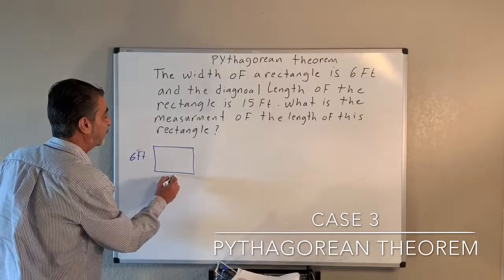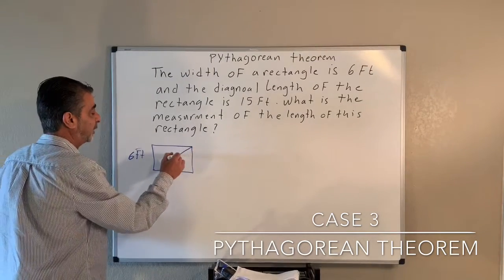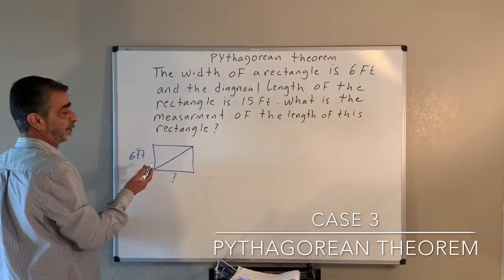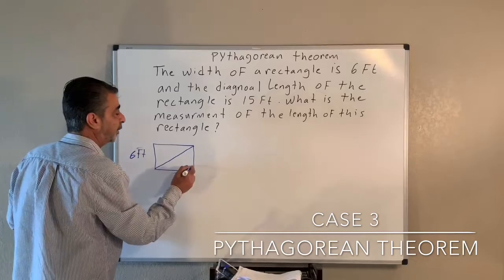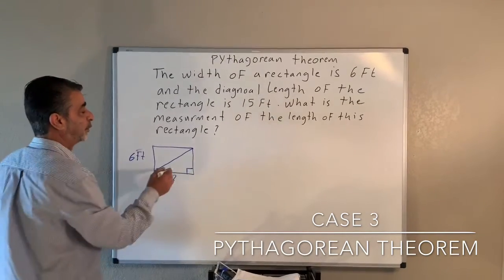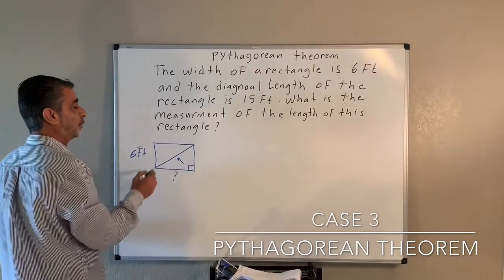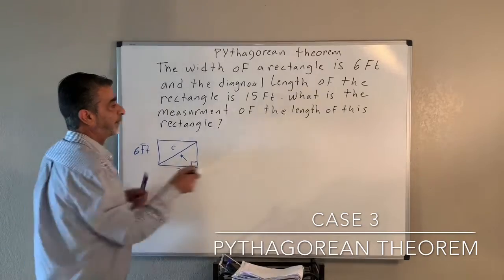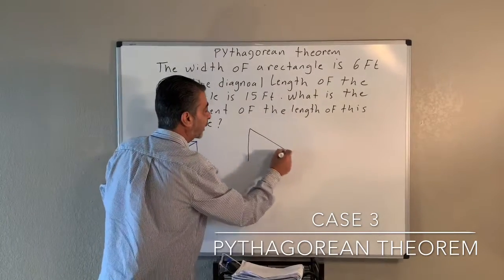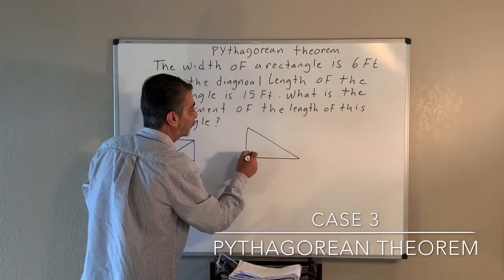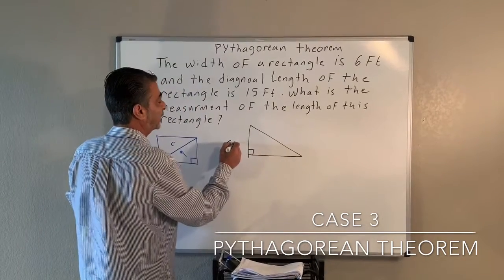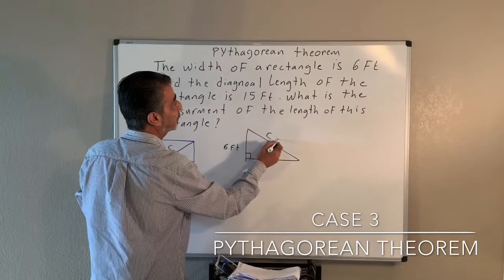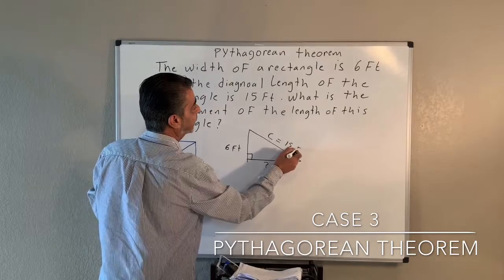They need the length of the rectangle, and they're giving us the diagonal. Diagonal means the line that crosses and cuts it in half. So now we have a right triangle, where the diagonal is the long side. This is what they want, C. So we can redraw it in here and see what they want. We have the width as 6 feet. They need the length, and they're giving us the diagonal, which is C, which is 15 feet.